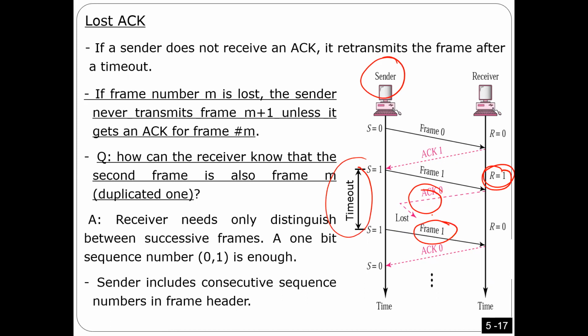As the receiver here, I'm expecting frame number 0, because I already received 1. Now I'm expecting 0, but you sent me 1. That makes sense? So I'm not going to be confused. I'm not going to take frame 1 as frame 0, the next frame. I will know this frame is duplicated.